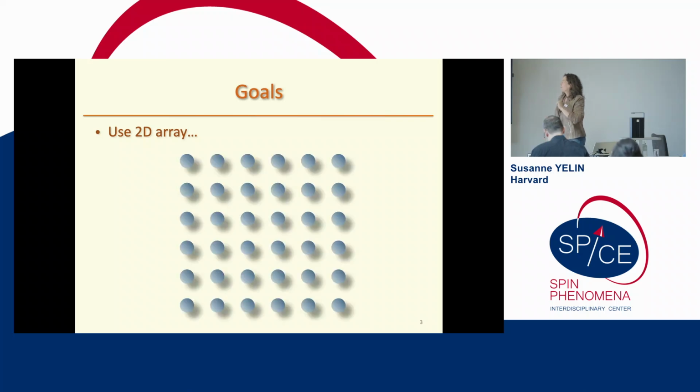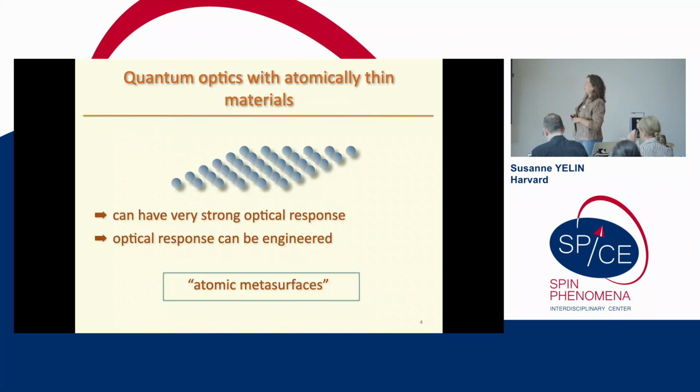We imagine an array of radiators in 2D, ordered. These radiators could be excitons, they could be nanoparticles. For most, it's easiest to imagine them just as two-level atoms, and that's also how I will describe them through most of the talk. The nice thing about such an array is that it can have a very strong optical response, which can be very well engineered. So our first idea was to call this atomic matter surfaces, because you really do engineering similar to what you do with metamaterials.